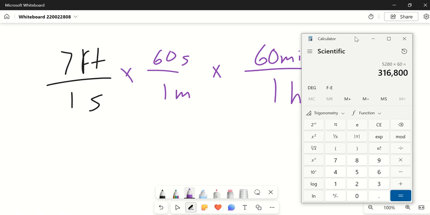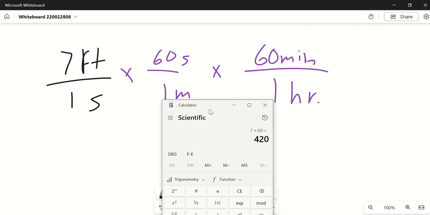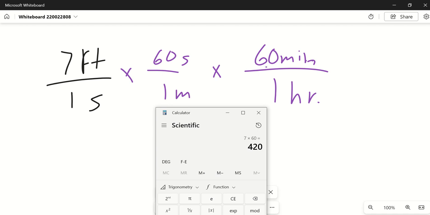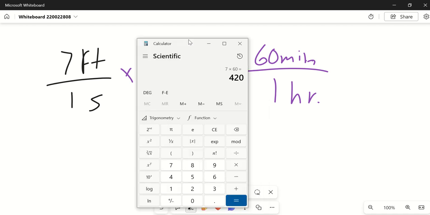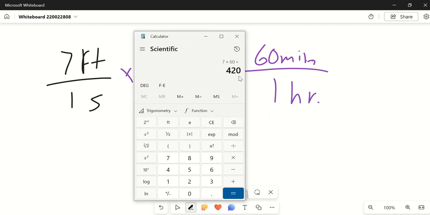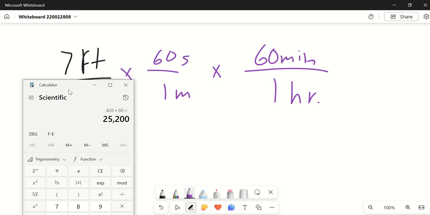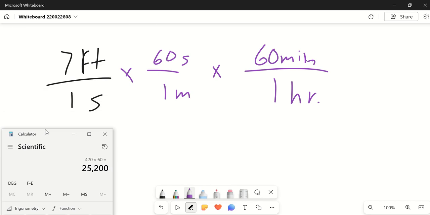So again, if he walks 7 feet per second, runs 7 feet per second would make more sense, 7 times 60, because there's 60 seconds in a minute. He's running 420 steps per minute. I have to find out how much he runs per minute because I can't immediately just convert this to hours yet. So if he walks 420 steps per minute, now I multiply that by 60, and I will get 25,200 steps per hour.